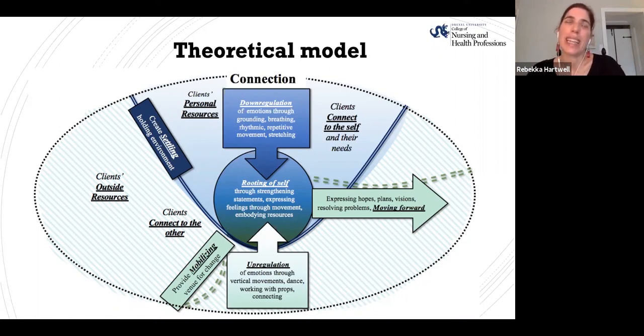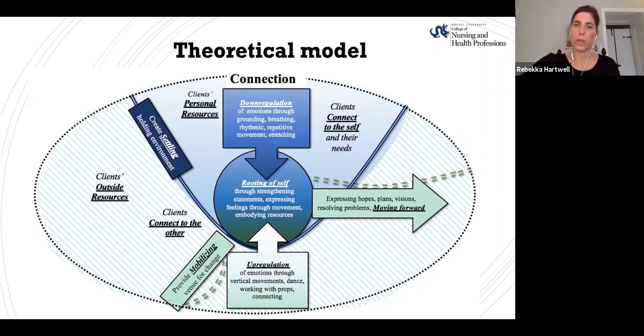As refugee clients connect with a therapist or a facilitator that is trauma informed and works with them through movement, they are able to settle through grounding, breathing, stretching, this down regulation of their emotions if they are having heightened emotions, and come to a place where they can actually strengthen themselves, strengthen their own identity. That would be the rooting of the self in the middle. And so that's the one piece that has the connection in it, and it has the settling in it.